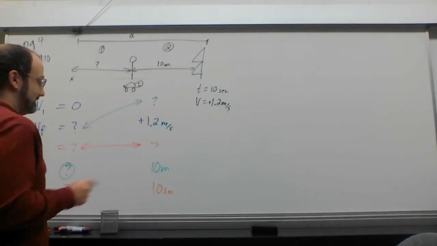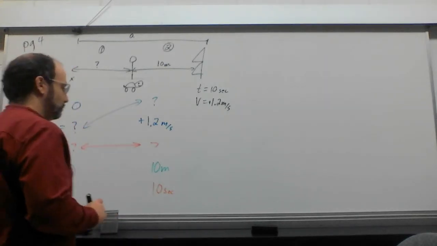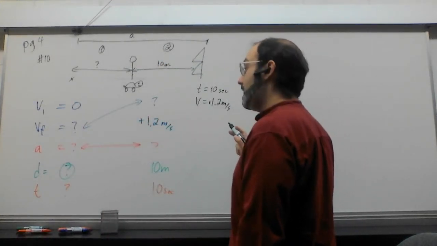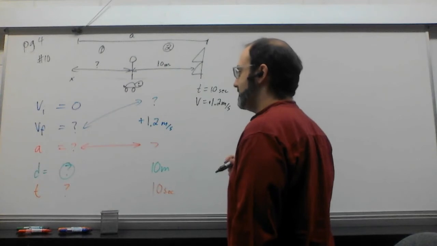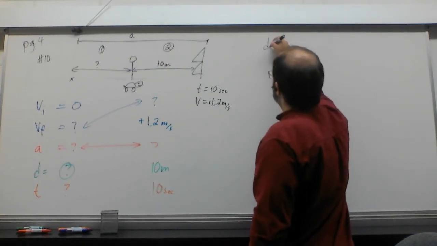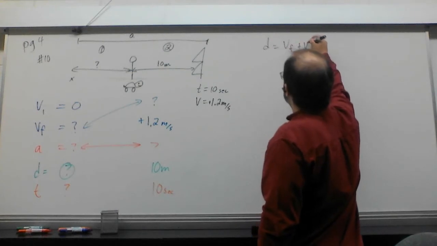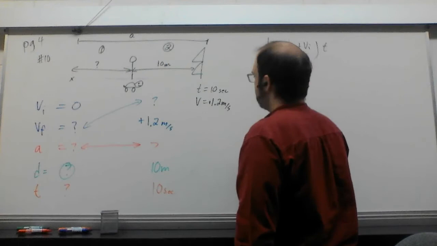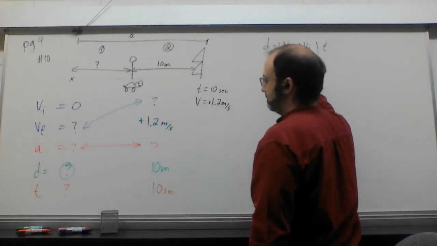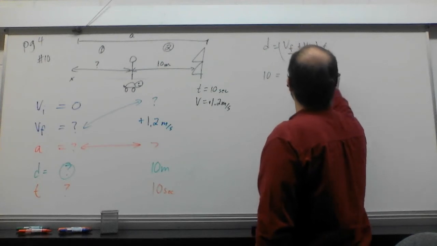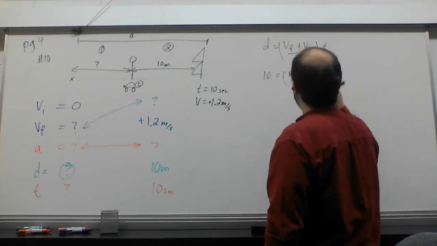All right, let's give it a try. We're going to need to do at least a couple equations. We've got d, t, v_f. If we want to get v_i, we could use equation 3, d equals v_f plus v_i divided by 2, all times t. The d is 10. The v_f I know is 1.2. The v_i I don't know, all divided by 2 times 10 again.